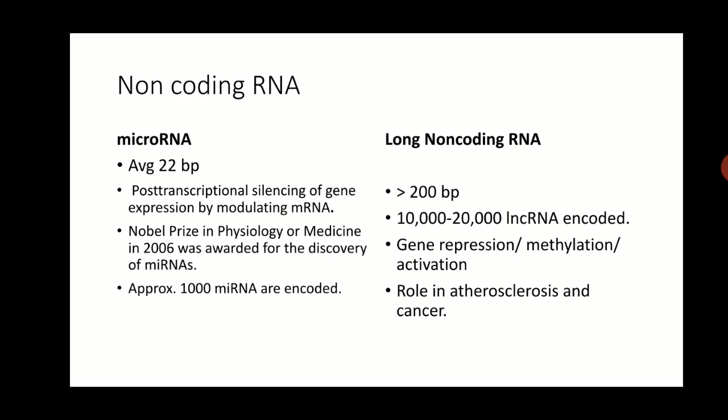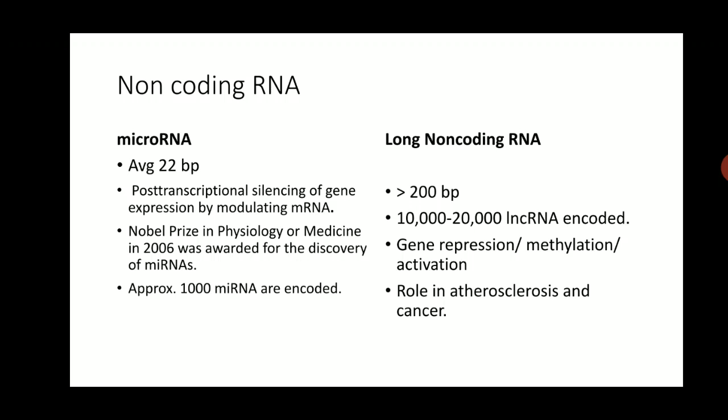Another form of non-coding region are the non-coding RNAs. There are two types of non-coding RNAs. Non-coding means they do not transcribe for any proteins. They are produced from the DNA by the process of transcription, but these RNAs do not translate into proteins. There are two types, the microRNAs and the long non-coding RNAs.